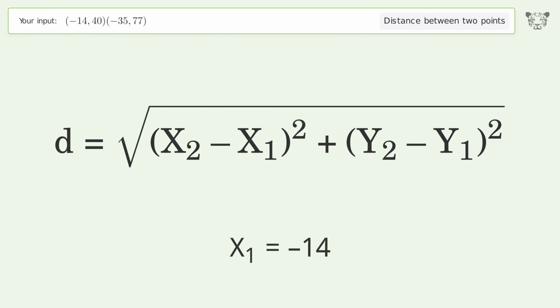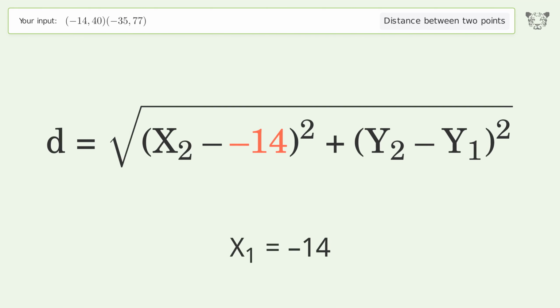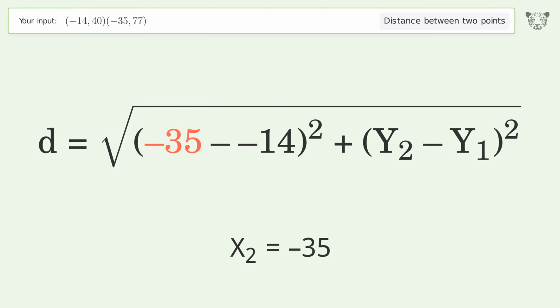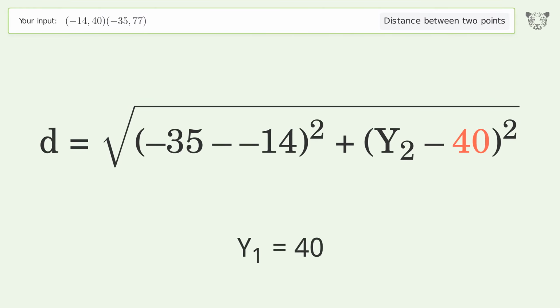x1 equals -14. x2 equals -35. y1 equals 40. y2 equals 77.